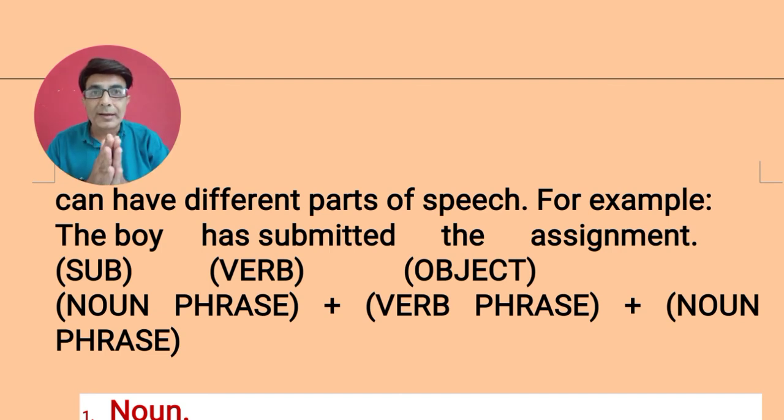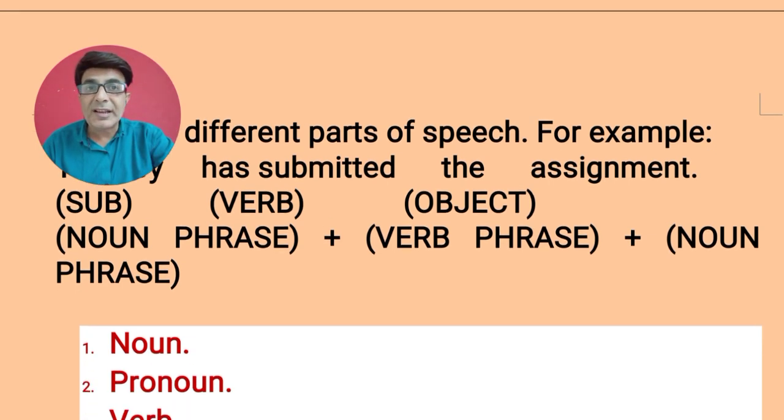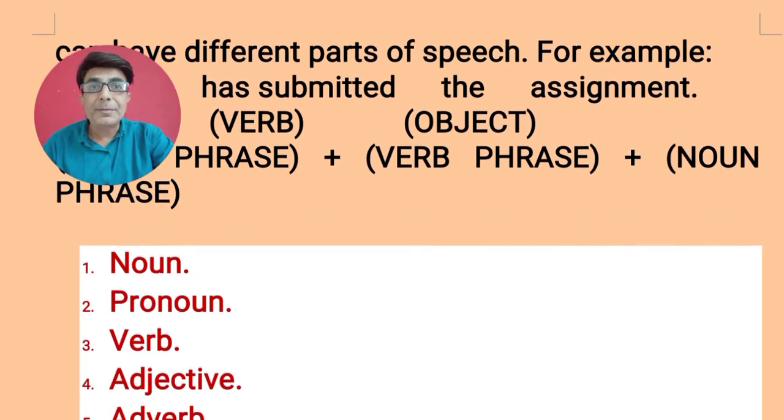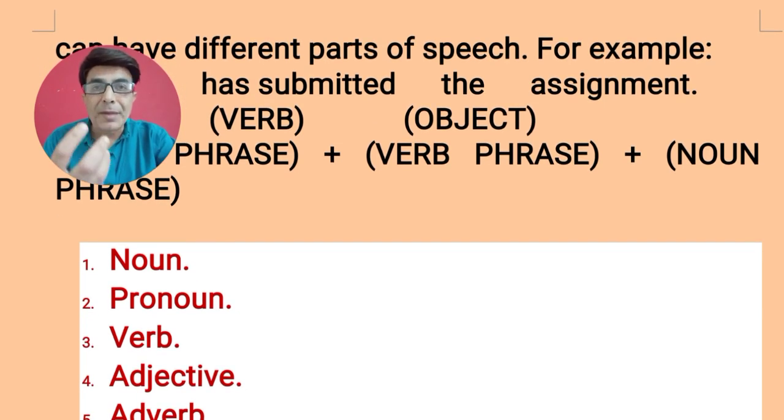So generally subject, verb, object, fine, but subject takes noun phrase, verb takes verb phrase. Phrase means a group of words. Sometimes not only one word, but the subject is made of more than one word. So we can call it a phrase. Noun phrase plus verb phrase plus noun phrase. So this pattern, there are different parts of speech which make our sentence a meaningful sentence.